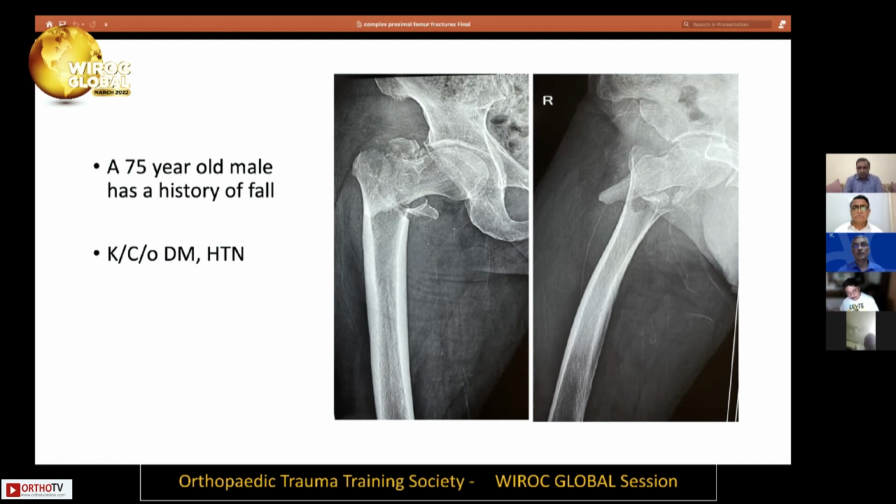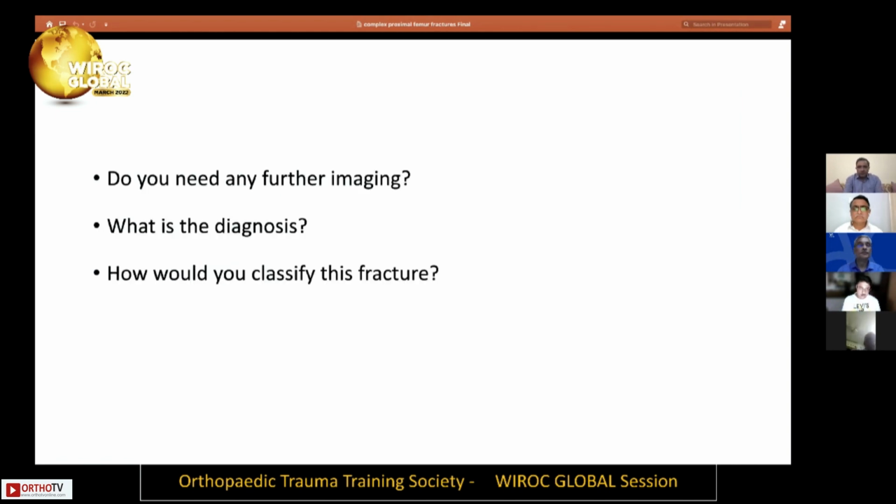Obviously we have these X-rays available, but the question which many would ask is, do we need any further imaging? Probably if somebody wants to do a CT scan, that's fine with them, if they want to further evaluate the geometry of the fracture, which might help them in their planning. But for me, this X-ray was sufficient. So based on this imaging, the next question comes: what would be your diagnosis, which to me is an intertrochanteric fracture, comminuted.